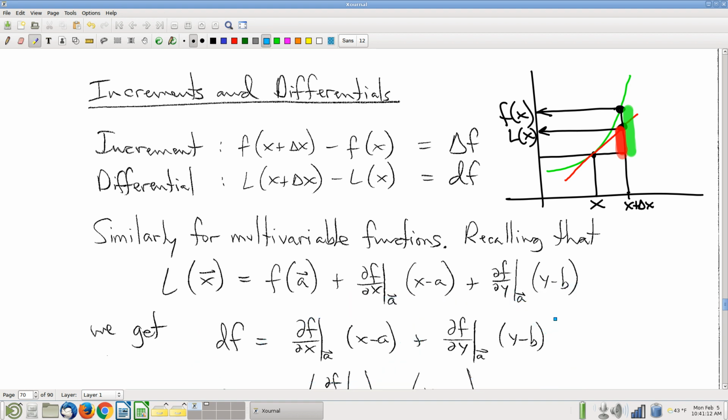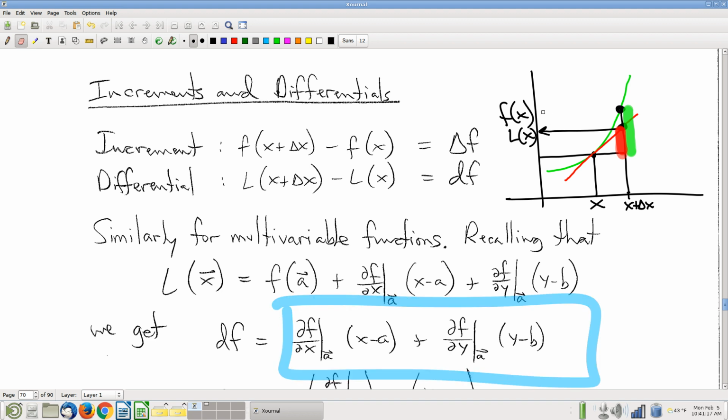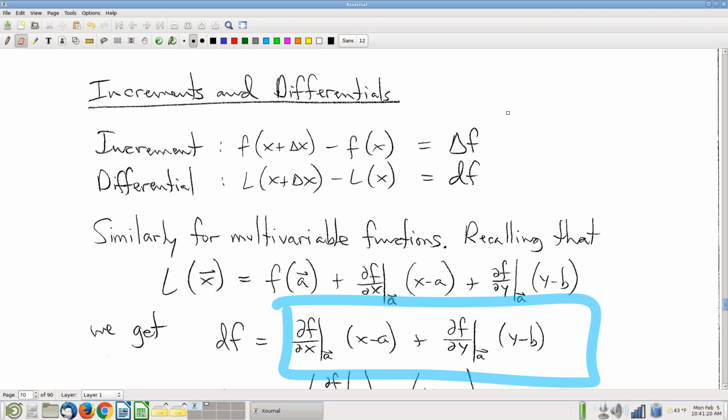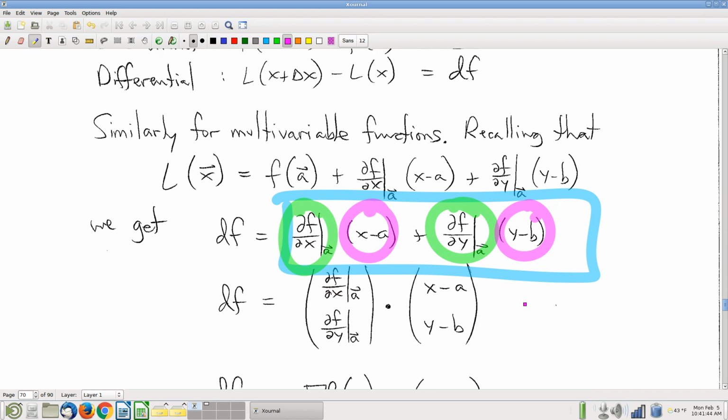Okay. All right. So this is the formula for the differential. If you look at this formula, you notice something kind of interesting about it, by the way. Notice that there are two partial derivatives. There are two changes in the inputs, one for each variable. And notice the form of the construction here. We have this times that plus that times that. It looks like a dot product. And in fact, it is a dot product. It's a dot product of this green vector with this purple vector.